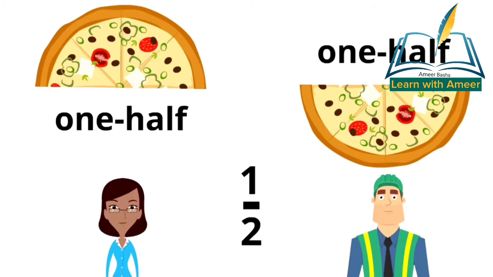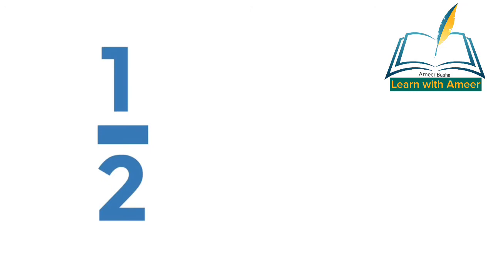Now they both have shared one half each, so we represent one half in this manner, 1 by 2. We read it like this children, 1 by 2. Now let us see what this 1 by 2 means.